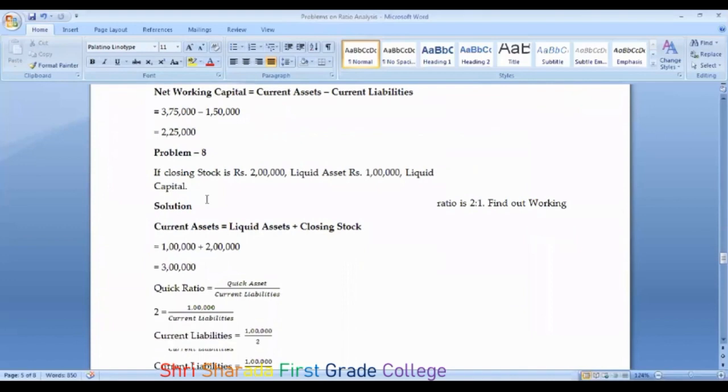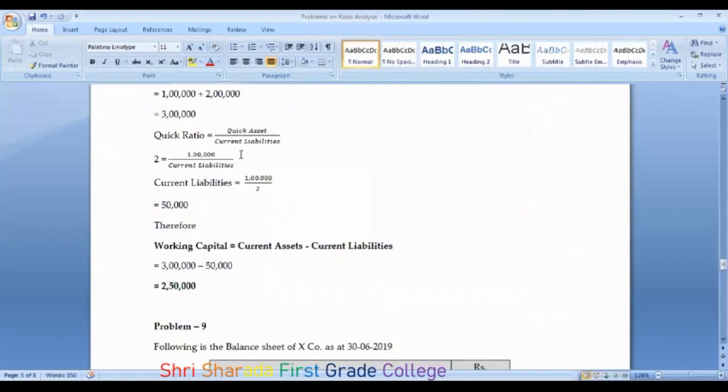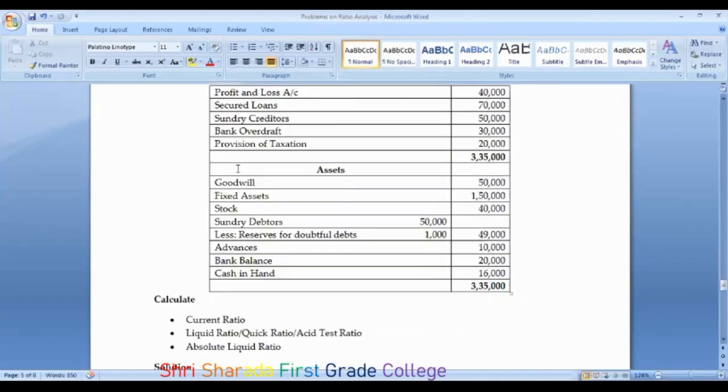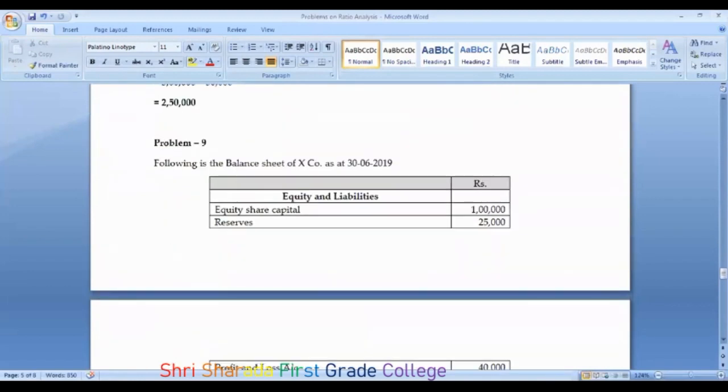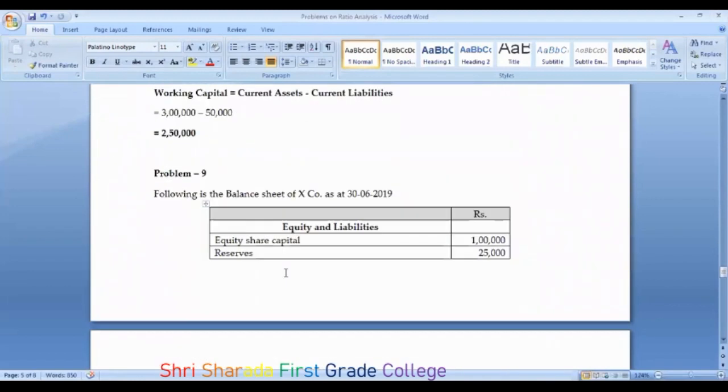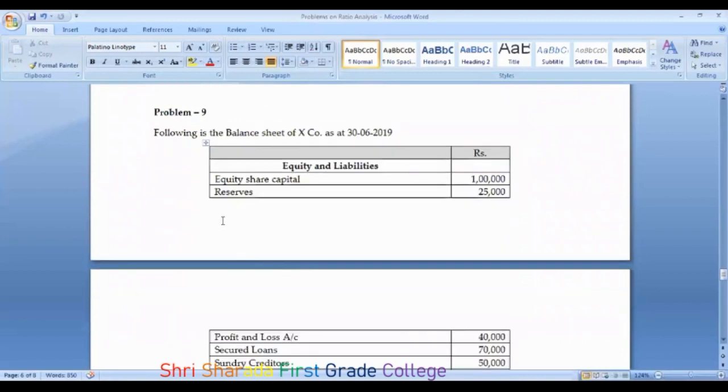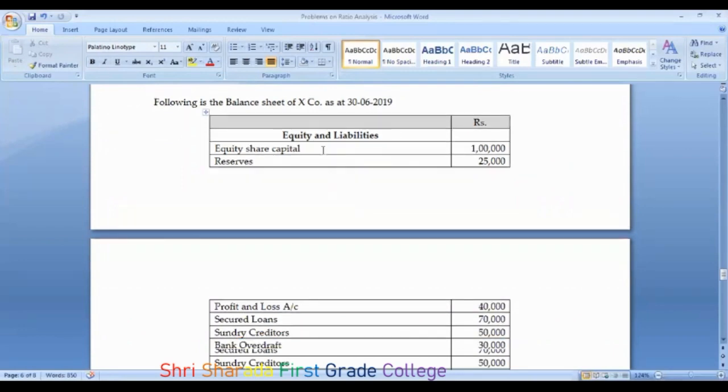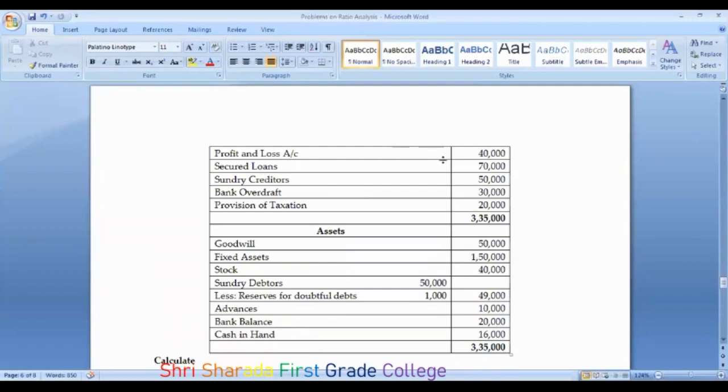Okay. In the same way, compute yourself with problem number 8, 9. So the ninth one we will discuss. Okay. So in the same way, you can proceed with the 8th problem. Same thing is given. So we shall see here. Following is the balance sheet of X company as at 30th June 2019 given. So equity share capital 1 lakh, reserves 25,000, profit and loss 40,000, secured loan 70, sundry creditors 50, bank overdraft 30, provision for taxation 20 given.